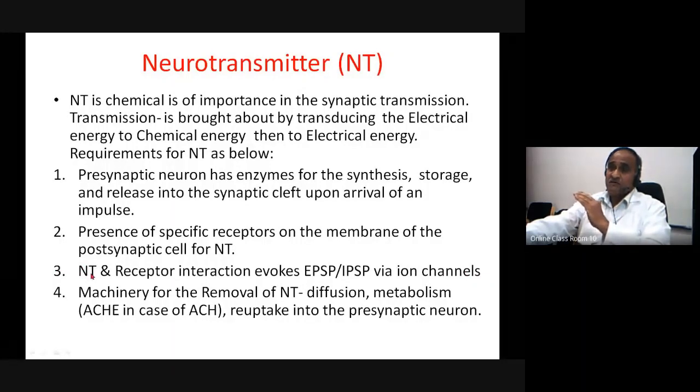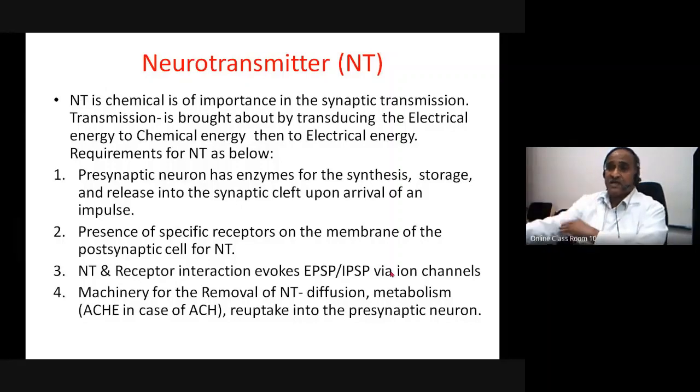That means if you inject these neurotransmitters iontophoretically at the postsynaptic site, they would produce these. Then comes the next point, it's not enough. The action of the neurotransmitter should stop. There should be a mechanism to halt the action of the neurotransmitter. So there should be a machinery for the removal or halting of the neurotransmitter action.